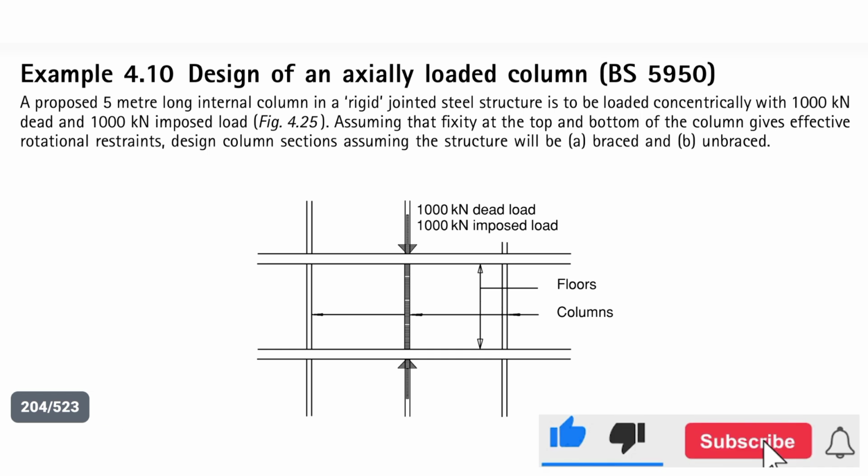The question is, a proposed 5-meter long internal column in a rigid jointed steel structure is to be loaded concentrically with 1000 kilonewtons dead and 1000 kilonewtons imposed load as shown in the figure below. Assuming that fixity at the top and bottom of the column gives effective rotational restraints, design column sections assuming the structure will be A, braced and B, unbraced.